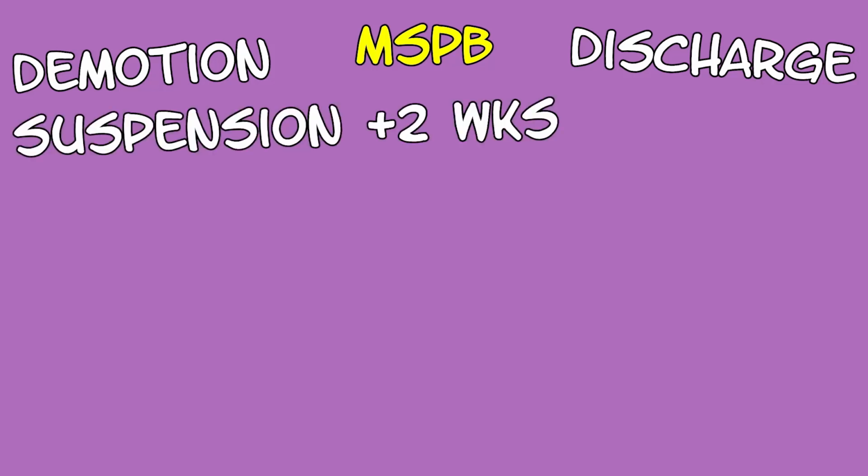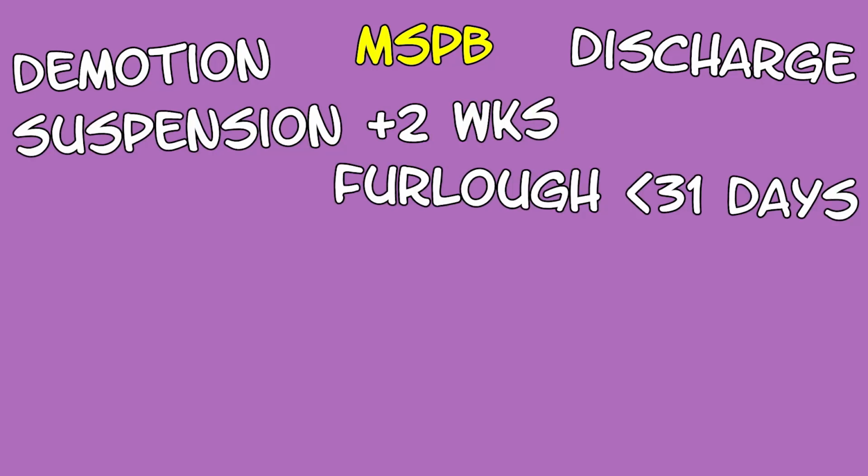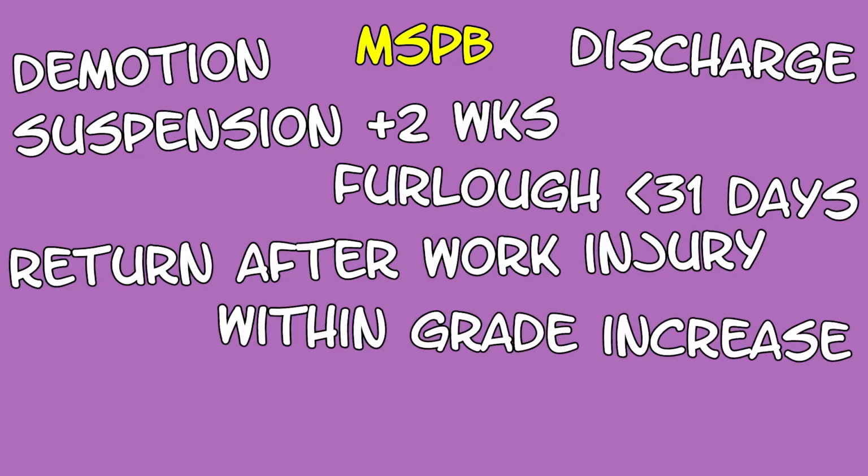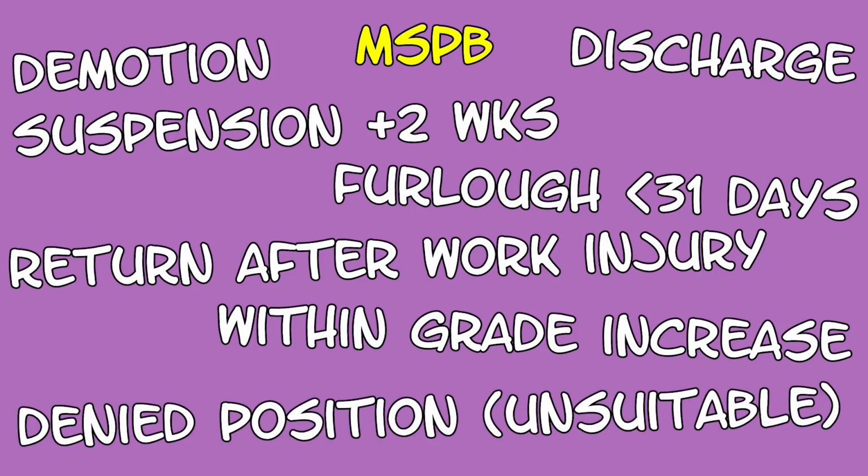Most employees with a year on the job can file a complaint with the Merit Systems Protection Board. Issues appealable to the MSPB include a demotion, discharge, including constructive discharge, suspension for over 2 weeks, furlough under 31 days, not allowing a return to work after a work-related injury, denial of a within-grade pay increase, and disqualification of an applicant or employee for lack of suitability.